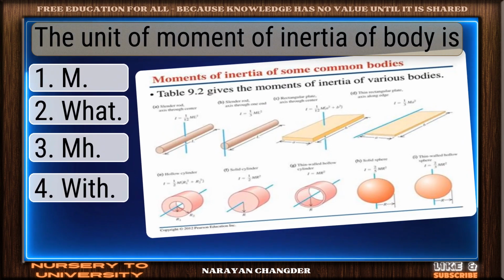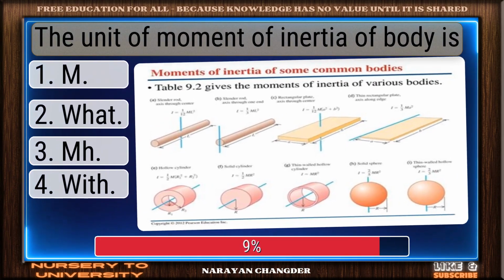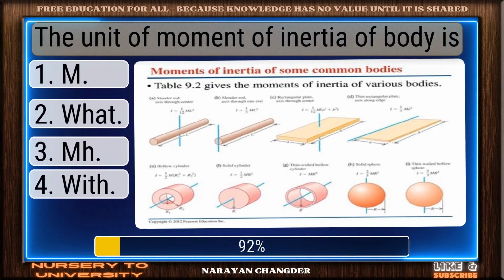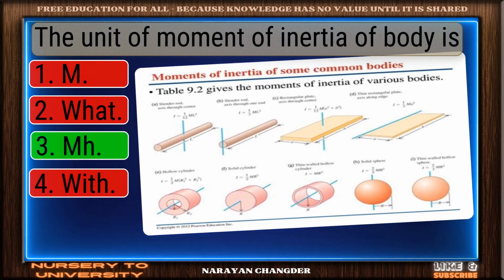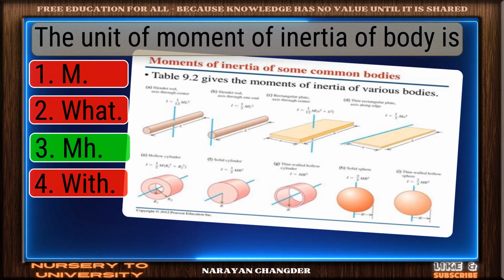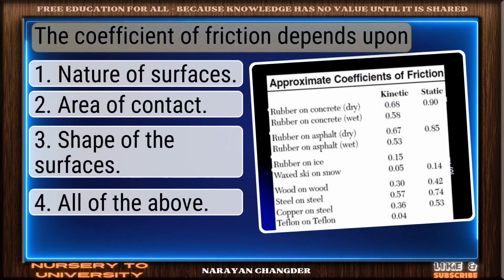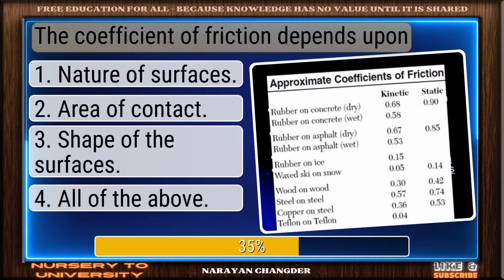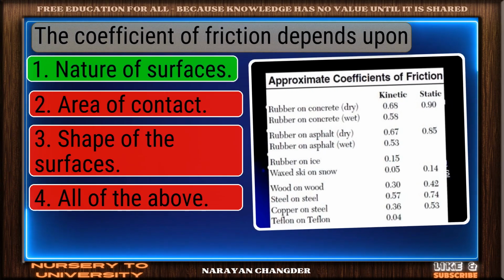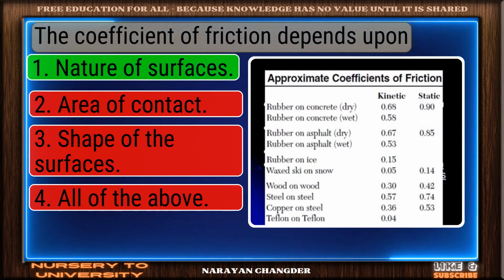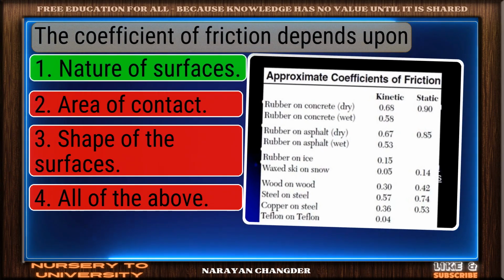The unit of moment of inertia of body is. Excellent choice. Mech is the right answer. The coefficient of friction depends upon. Strong choice. Nature of surfaces is the right answer.